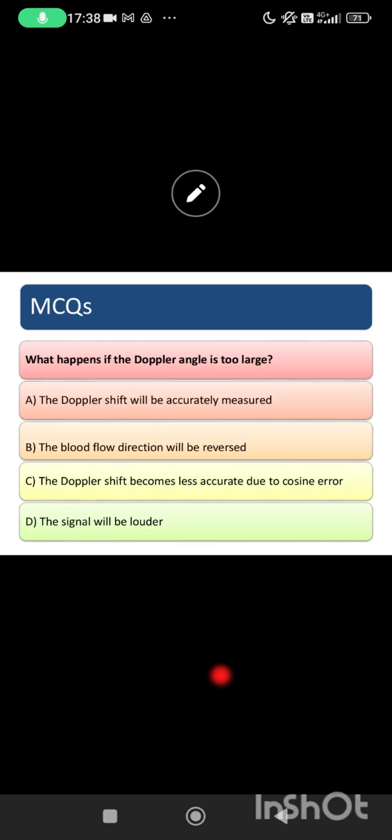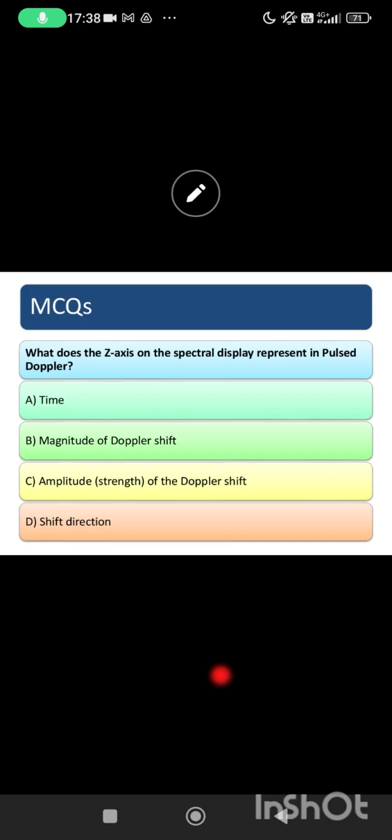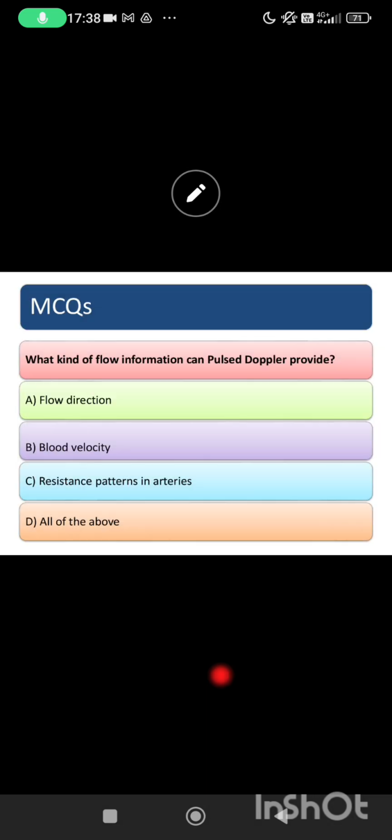Dr. Awadia, what happens if the Doppler angle is too large? The Doppler shift becomes less accurate due to cosine error. Okay, very good. Tasween, what does the z-axis on the spectral display represent in pulse Doppler? The amplitude strength of the Doppler shift. Okay, it describes amplitude of the Doppler shift.